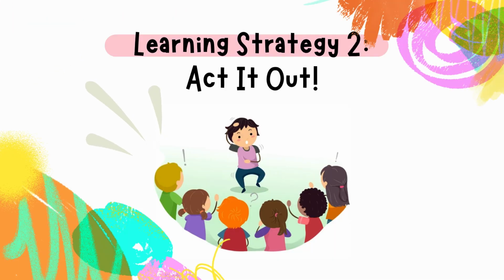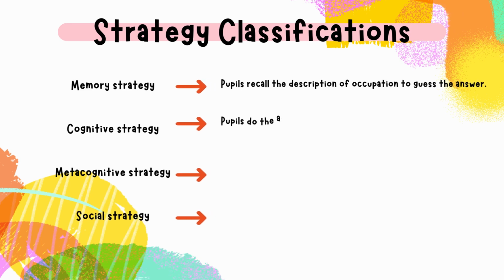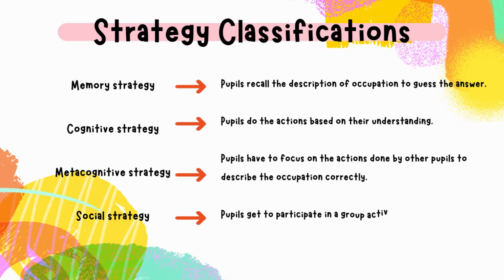Learning strategy 2. Act It Out. There are 4 types of strategies covered in learning strategy 2. The first strategy is memory strategy, in which the pupils recall the description of occupation to guess the answer. The next strategy is cognitive strategy, in which pupils do the actions based on their understanding. The third strategy is metacognitive strategy, in which the pupils have to focus on the actions done by other pupils to describe the occupation correctly. And the last strategy used in this learning strategy is social strategy, in which the pupils get to participate in group activity and practice speaking skill in a social context.